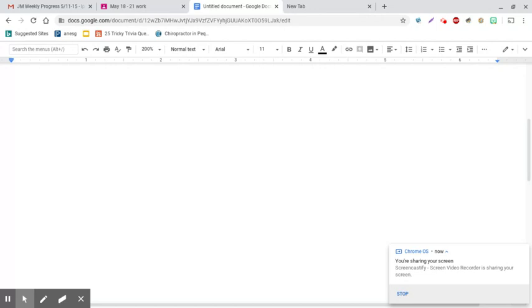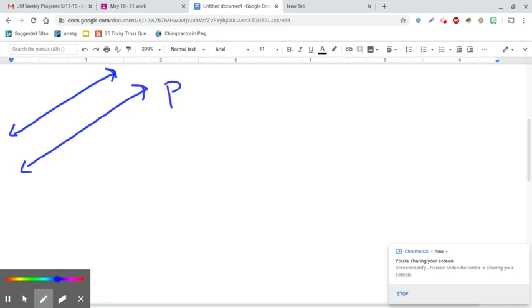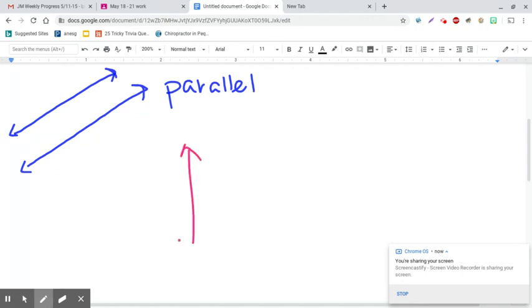Now, parallel lines, if we remember, never ever touch. Okay? They're always the same distance apart. So this is our parallel lines. Perpendicular lines are special because they meet at exactly a 90-degree angle. All right, so this is our perpendicular.